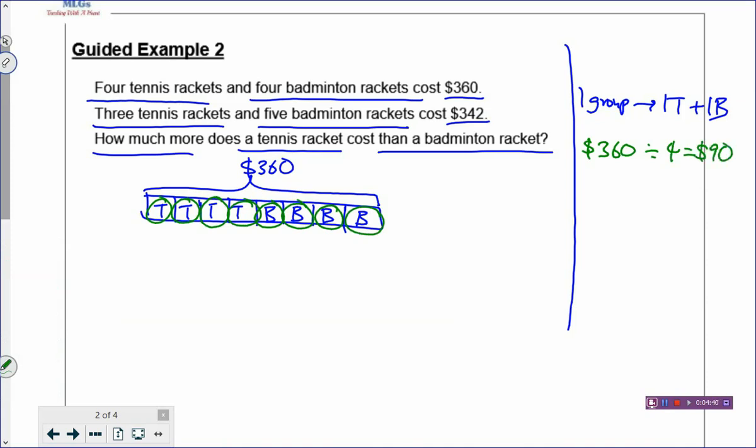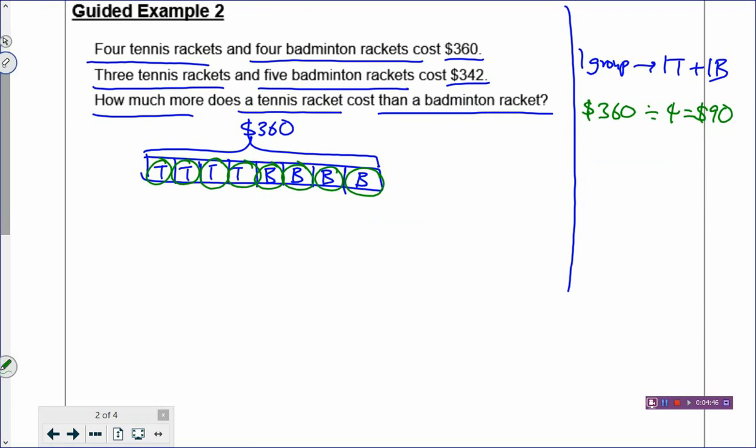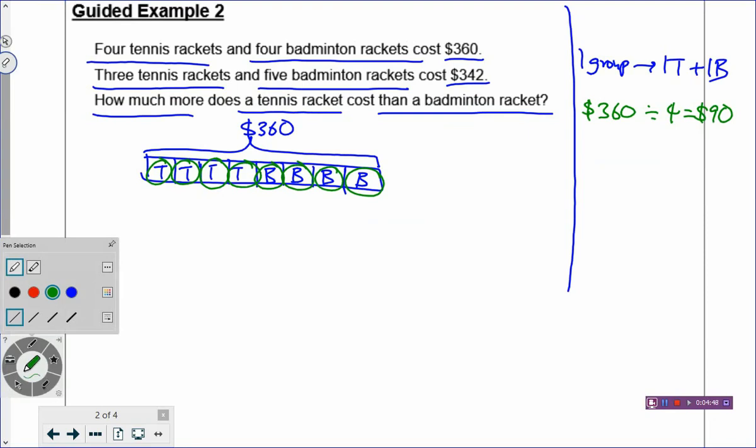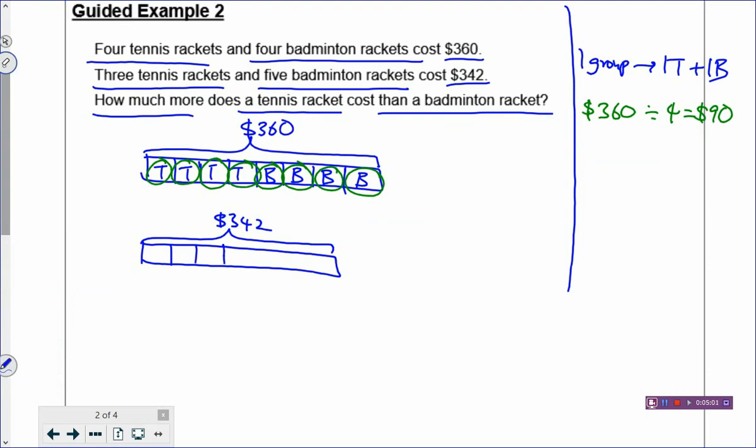Right? Okay, now using that one group, let's draw the second sentence. So 3 tennis rackets and 5 badminton rackets cost $342. Alright, so let's draw a shorter rectangle because the money is lesser now. And you have 3 tennis rackets. So let's cut 3 boxes. And now you have 5 badminton rackets.